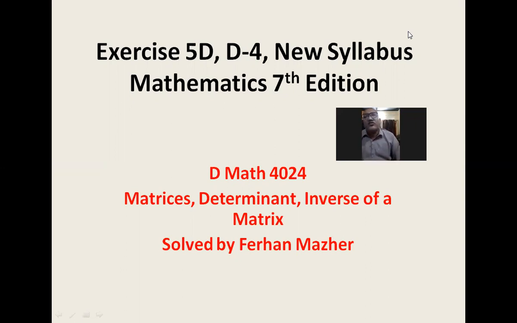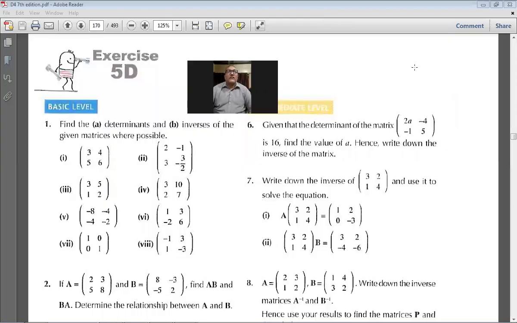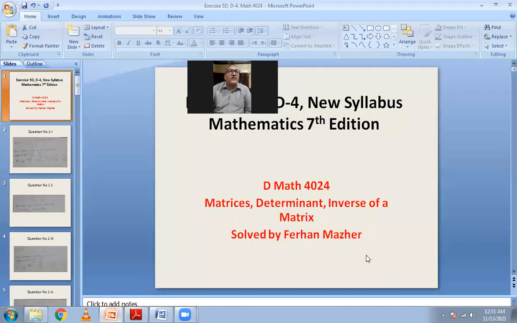In this exercise, we are going to learn how to find the determinant of 2 by 2 matrices and the inverse of 2 by 2 matrices. So let's start this exercise, and here we go. So exercise 5D, question number 1, says find the determinants and inverse of the given matrices where possible. So let's do this question number 1. Its first part is 3, 4, 5, 6. That's the matrix, and let me show you how we will do that.